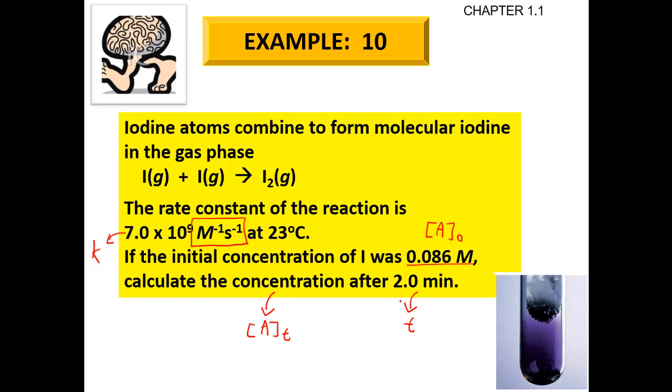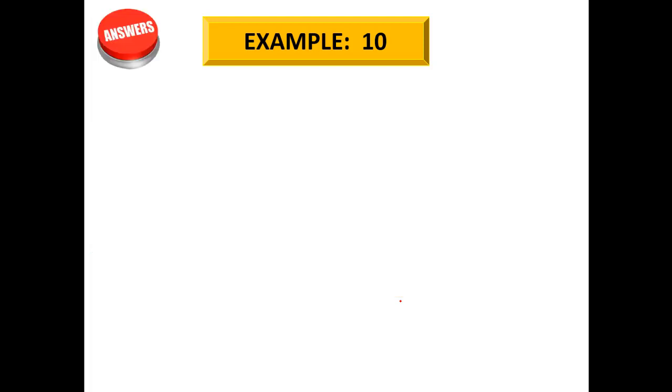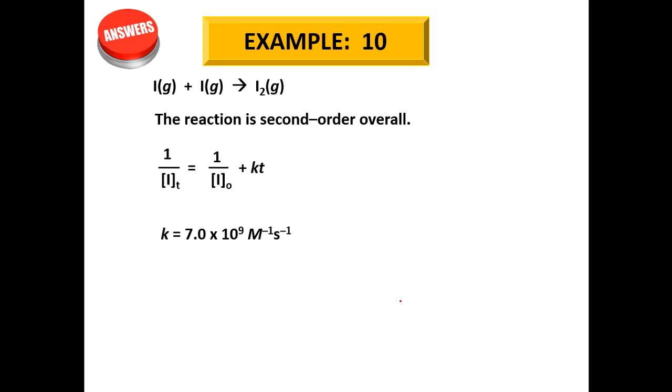Then you kena tahu, okay, from the unit this is a second order reaction, per molar per second maksudnya second order reaction. So you kena boleh ingat dan bagi equation ni, integrated rate law untuk second order ni. 1 over concentration of iodine at time T is equals to 1 over initial concentration of iodine plus KT.